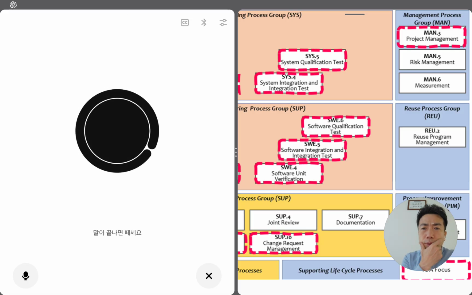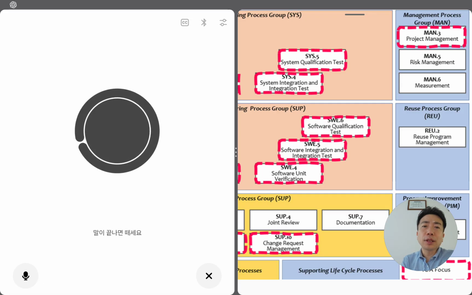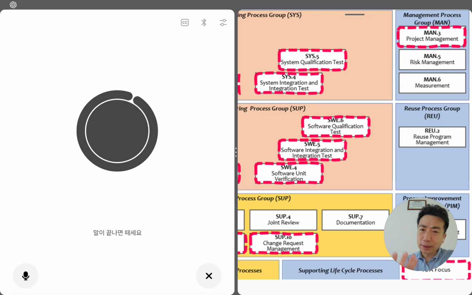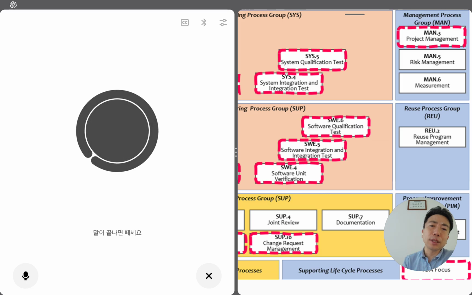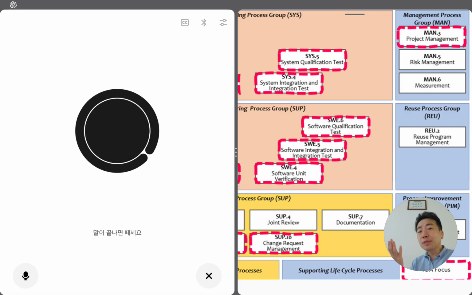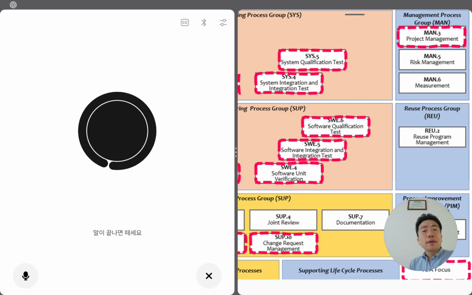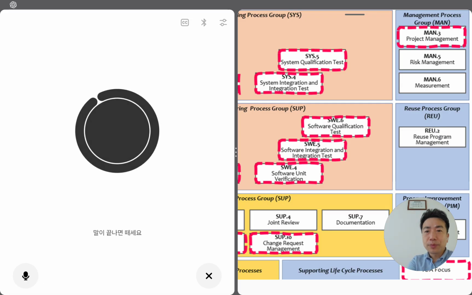So you mean ASPICE and IATF 16949 sit side by side, not on top of each other. They sit side by side.